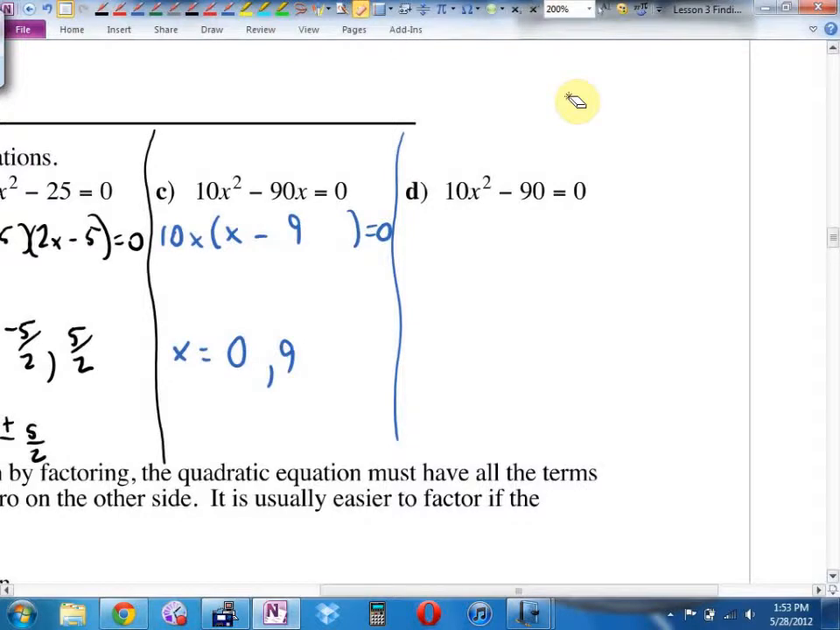Now, is it equal to 0? And I know it's a quadratic, then I'm going to factor to solve. Factor out the 10, you mean? Sure thing. And I'll get x squared minus 9 equals 0. And I'm not done.